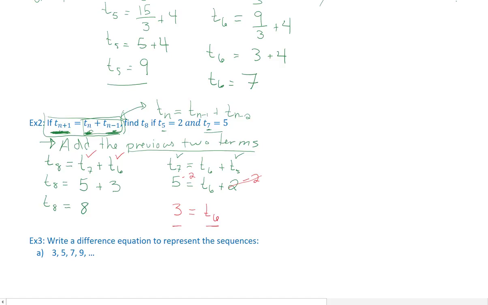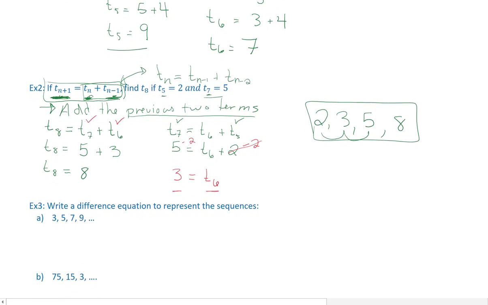Okay, pure coincidence. So my sequence would look something like 2, 3, 5, 8, which you may recognize as a Fibonacci-like sequence. So it was adding these two to get the next one, adding these two to get the next one. So the story does check out. It is always important to make sure that your answer is reasonable, so do a quick check.